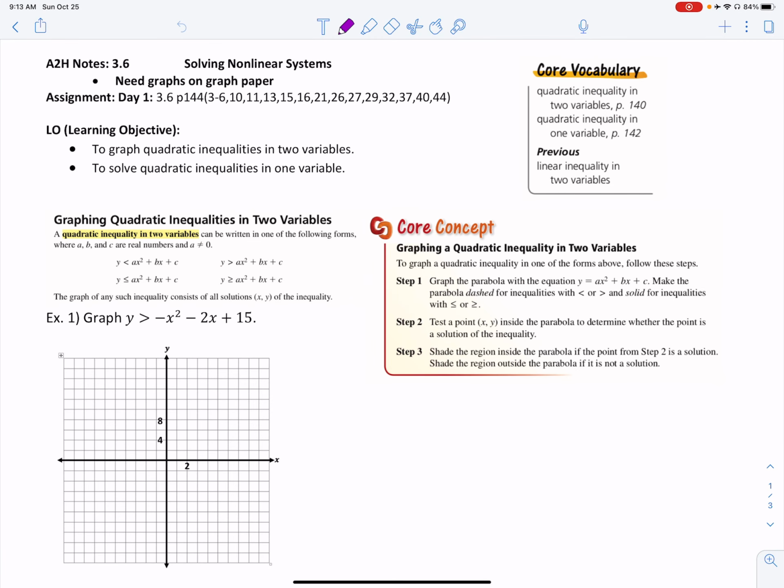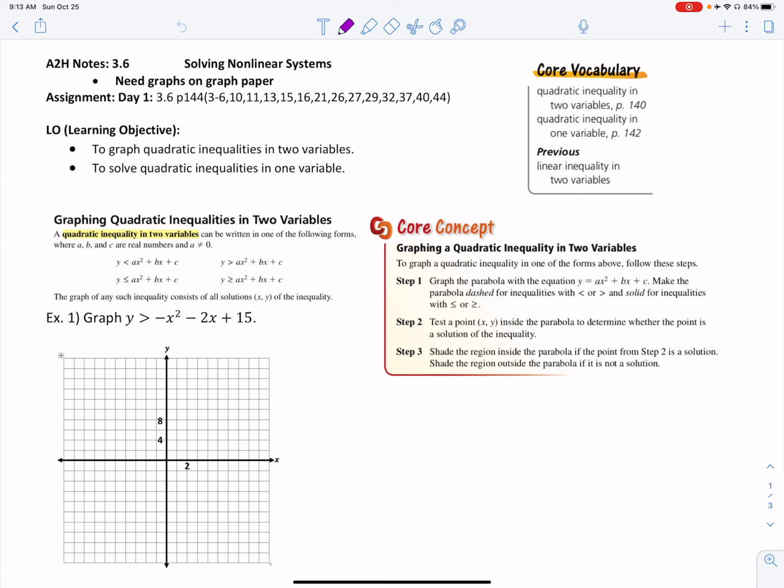Algebra 2 Honors 3.6. On this one, you're going to be solving quadratic inequalities, and there'll be graphing, and there will also be using an algebraic process to solve these. When you have inequalities instead of equations, you get these infinite solution sets where we have to shade the graph to get a visual of these solutions. We can't really name them all. So it's kind of interesting.